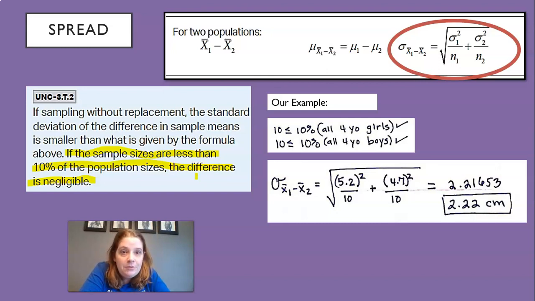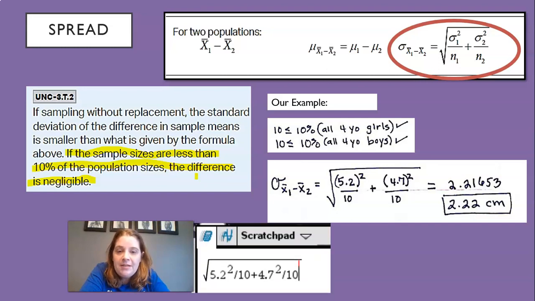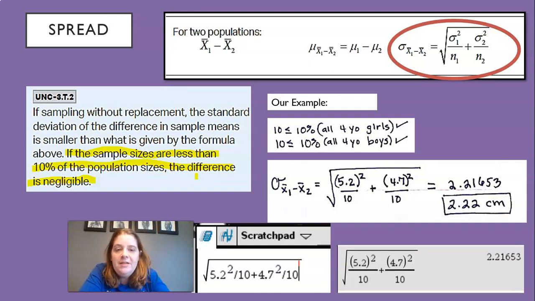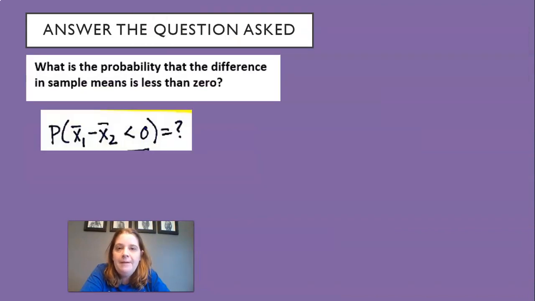So I took my square root, and I've got the first standard deviation squared divided by 10, plus the second standard deviation squared divided by 10. Now when you do this in your calculator, don't distress. You're just going to type it in like a straight line. So you're going to go the square root, and you're going to do 5.2, and you have a little button that says x squared. If you hit that, it'll just put a little square on that number. Divided by 10 plus 4.7 squared divided by 10. When you do this and hit enter, it's going to come out just like we typed it above and give you that 2.22 centimeters approximately. Okay. All right.